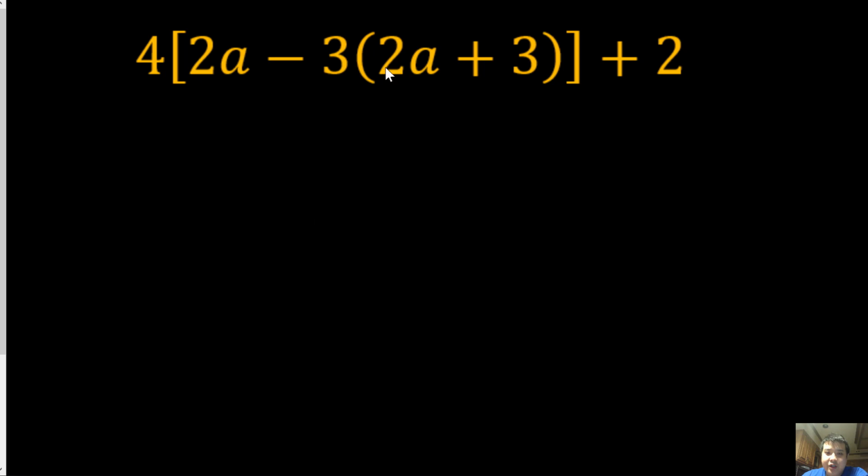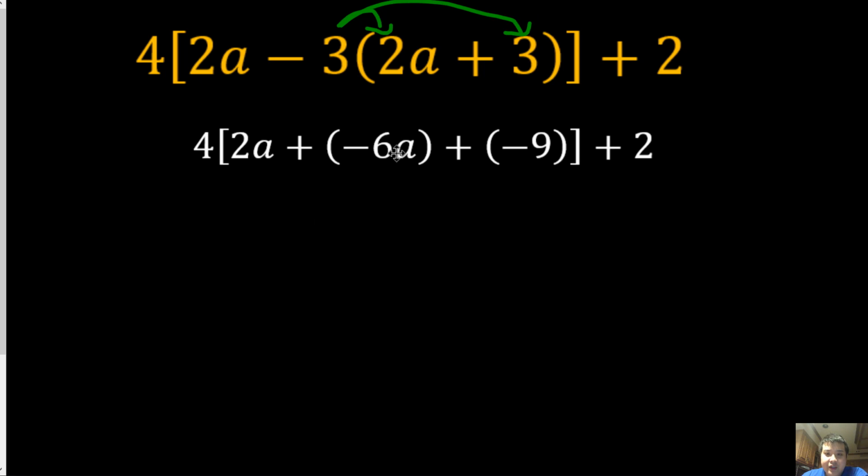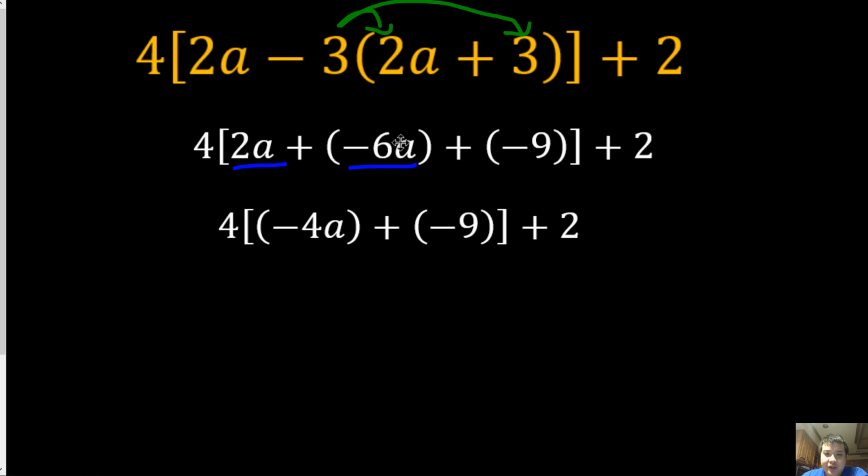Again, in the parentheses, no like terms, so therefore we're going to distribute this negative 3, because subtraction happens after multiplication. As a result, we get negative 3 times 2a is negative 6a, negative 3 times 3 is negative 9. We're going to combine our like terms inside our bracket, and negative 2 plus negative 6 is negative 4, so we have negative 4a plus negative 9.